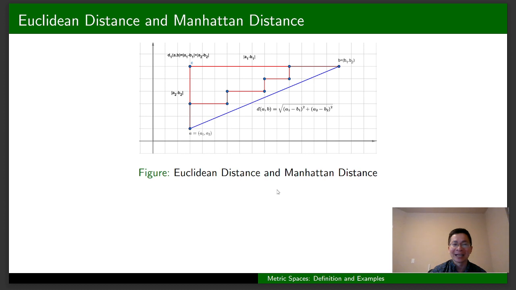Given 2 points A and B in R2, recall that the Euclidean distance between A and B is the square root of the quantity (A1 minus B1) squared plus (A2 minus B2) squared.